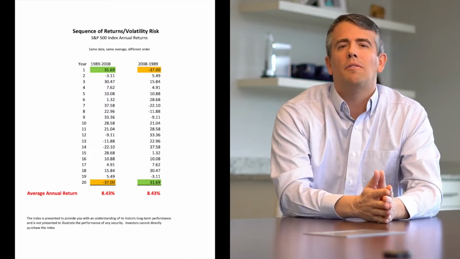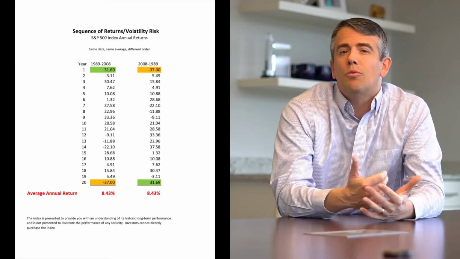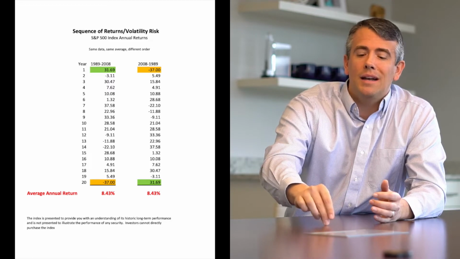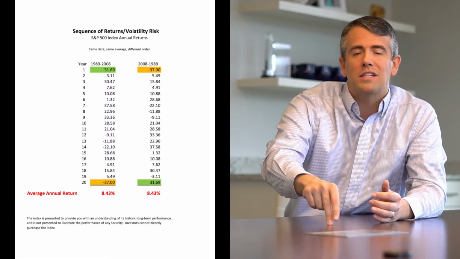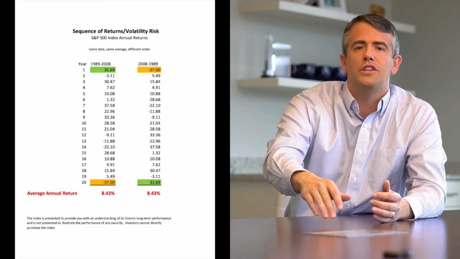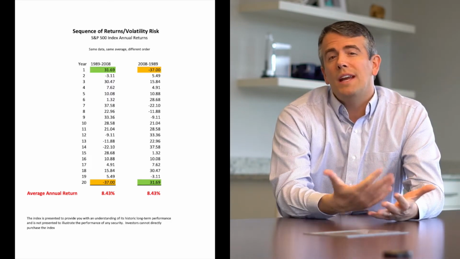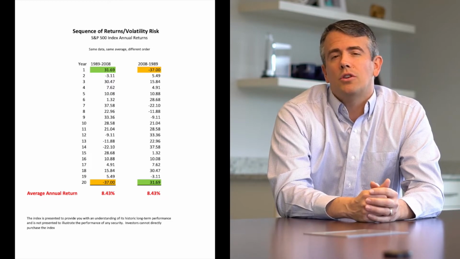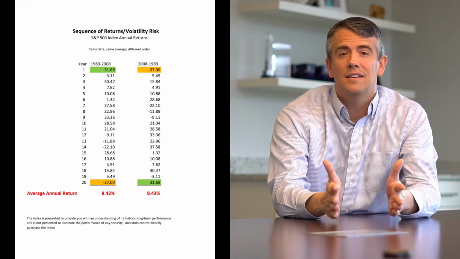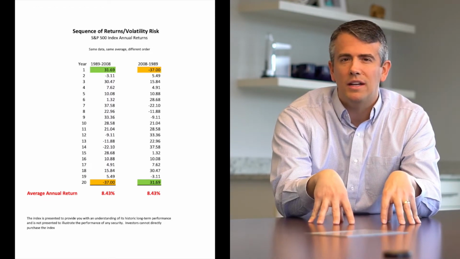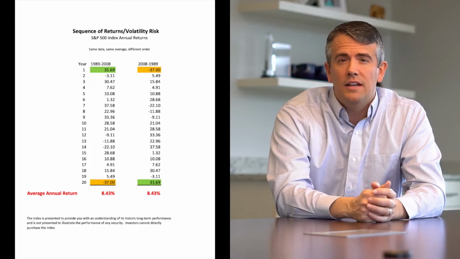And the second column of data is the exact same data with the exact same average. It's just in reverse order. So up here at the top, now 2008 is your first year of returns. 2007 is year 2, 2006 is year 3, and so on and so forth, all the way down to 1989. And the reason why we say that average rates of return can be very misleading is that these two columns of data have the exact same average, and you're experiencing the same returns just in reverse order, but you end up with wildly different experiences.